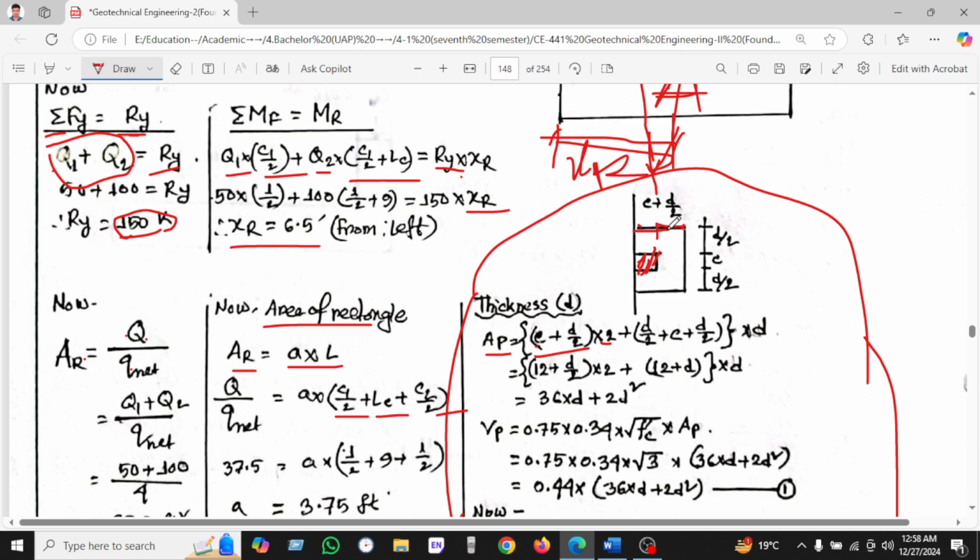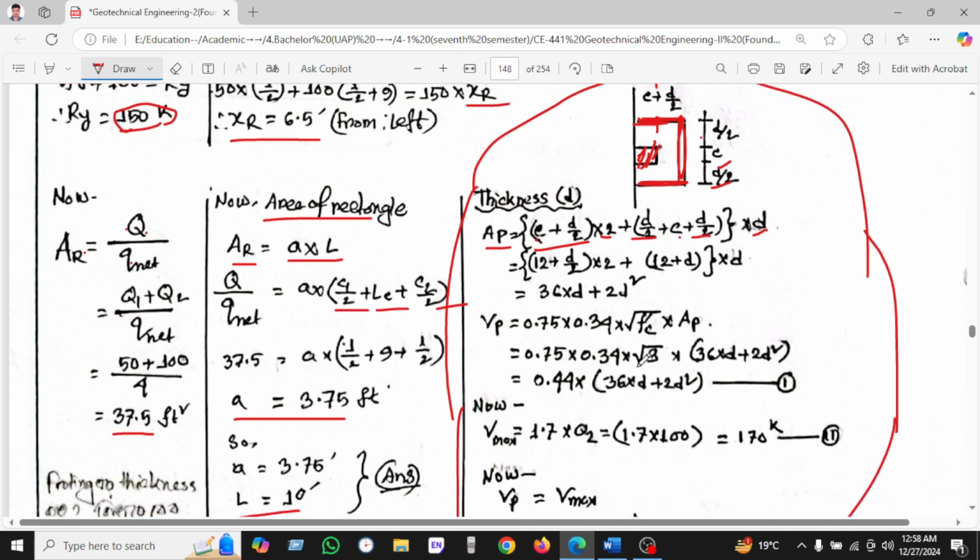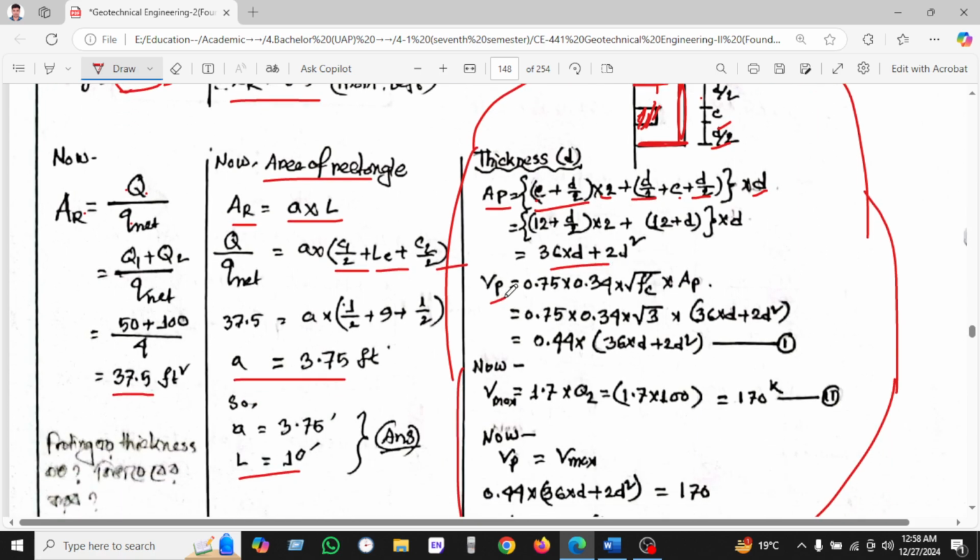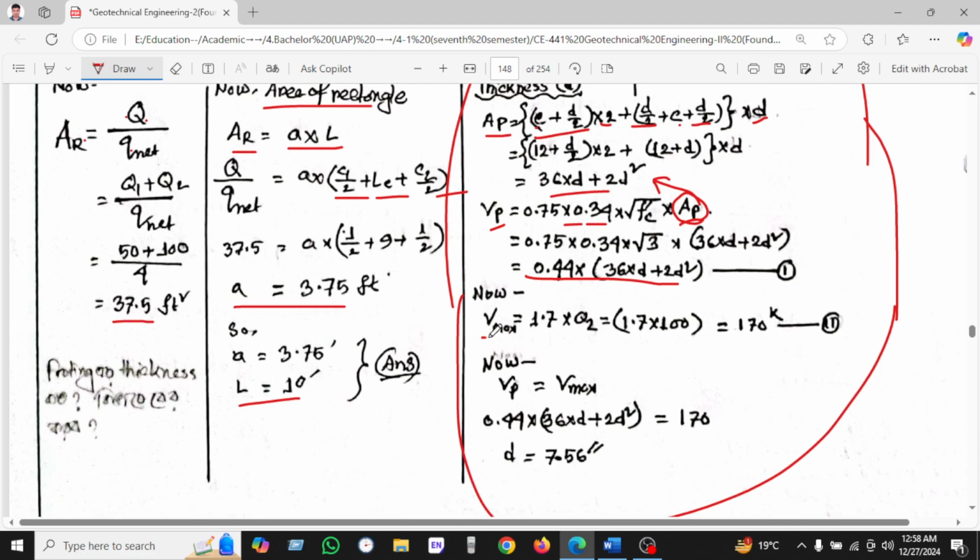Why are you taking the 2? Because this portion and this portion, that's why you will multiply into 2. And the vertical portion we have C, D by 2 plus C into D by 2 into D by 2 and into D, and found this equation. And we know the perimeter punching force 0.75 into 0.30 root over f'c, A_p, found in the previous calculation, and found this equation.